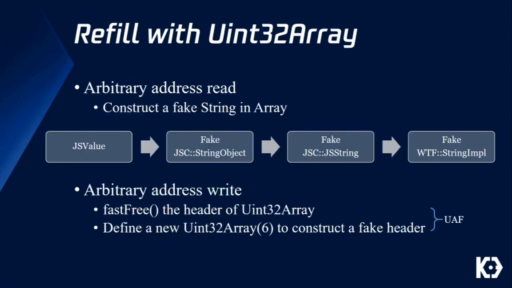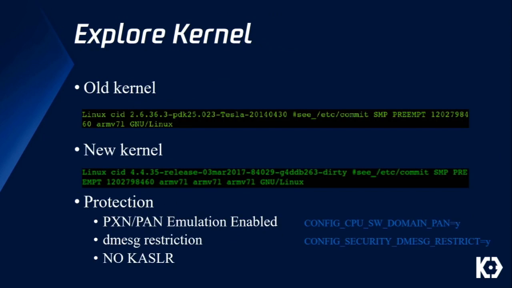Next, think about such a situation. The buffer of a uint32 array overlaps with the array storage structure. Then we made a fake string in a JavaScript array by constructing a series of fake structures, including string object, JS string, and string info. The length in string info is big enough, so we can read the whole memory through this fake string. After all of this, arbitrary address write is not hard, so we just write the shellcode into the JIT memory.